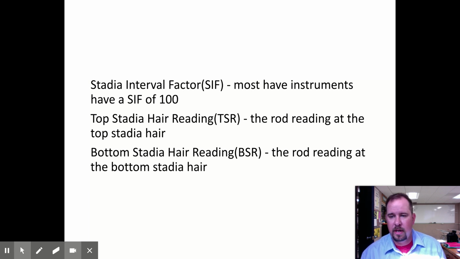First is the stadia interval factor, the SIF. Most commonly, that factor is 100. The next one is the top stadia hair reading, or the TSR. This is the rod reading at the top stadia hair, and that will make more sense on the next slide. Then there is the bottom stadia hair reading, or the BSR, which is the rod reading at the bottom stadia hair.